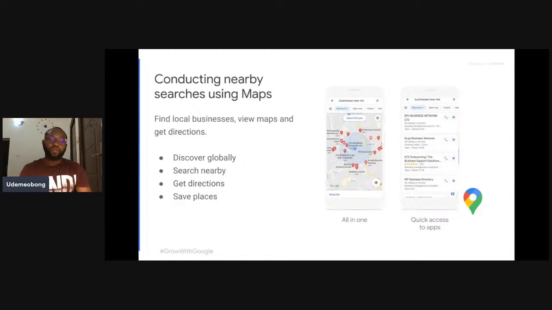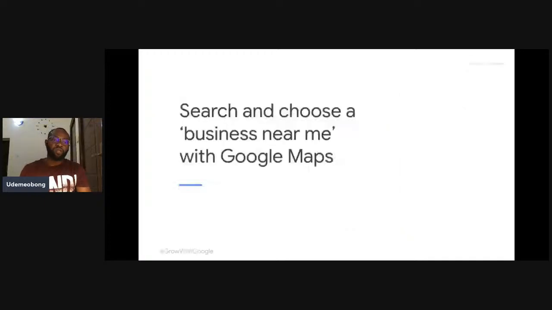All right. So let's see how you can search and choose a business listing with your Google Maps. Now, a lot of you must have used this business listing thing when you were making that search for pizza. So for those of you that didn't join us in the first task, I want you to search for a business in your location, like maybe a restaurant near me or something.